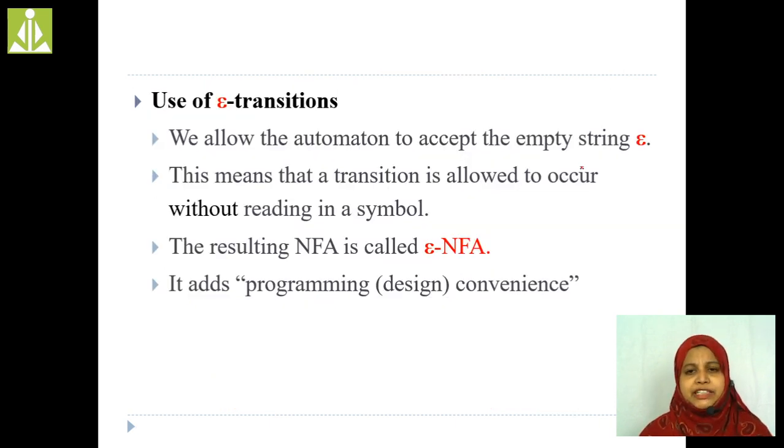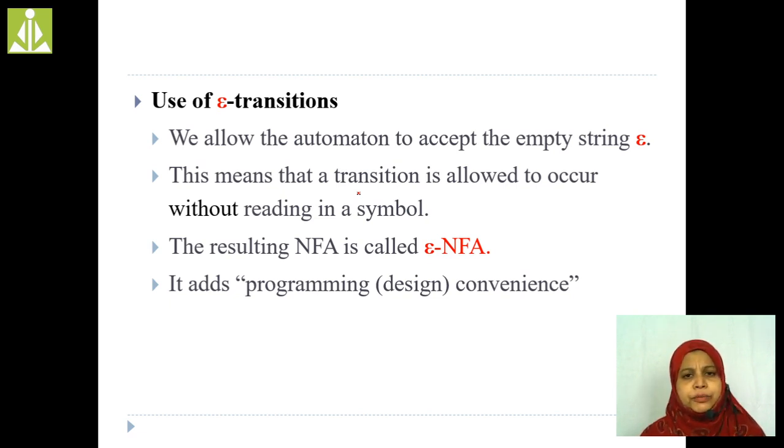Then what is the use of this epsilon transition? Where are we going to use epsilon transitions? Epsilon transition means we allow the automaton to accept the empty string, whereas in the case of DFA, we do not allow any empty string. Where any input symbol is there, that input symbol is processed on the DFA. Then we recognize whether that particular string or language is accepted by the DFA or not. That's it, we check in the DFA. Whereas in the case of NFA, for the same string we have multiple states, right?